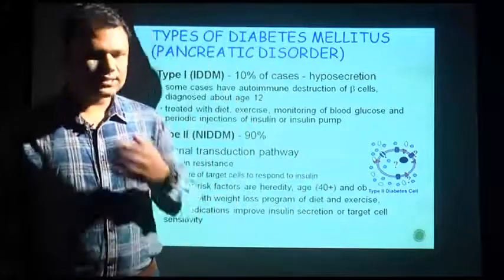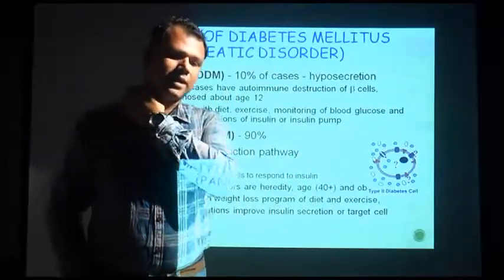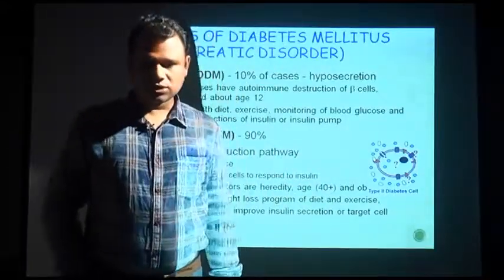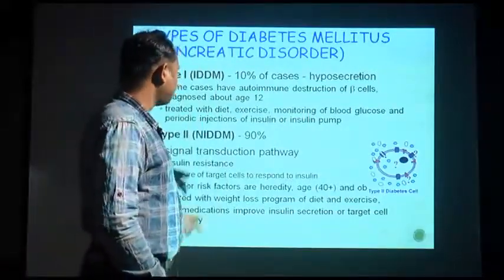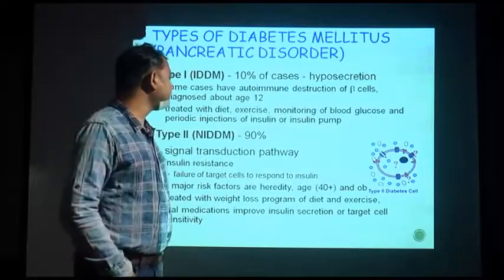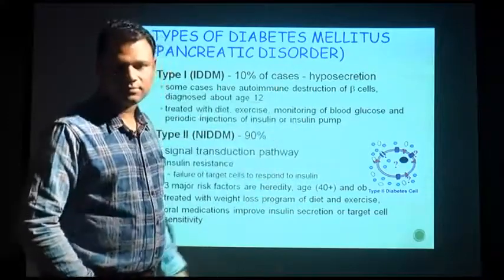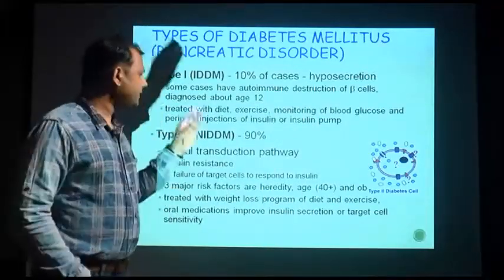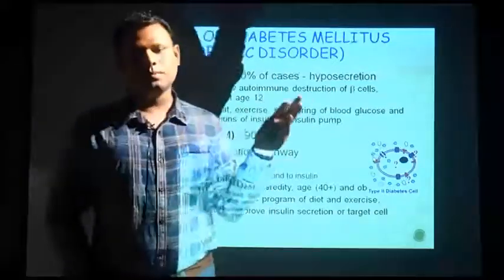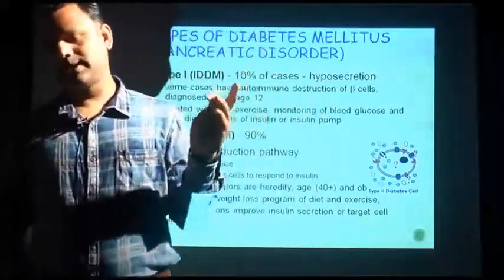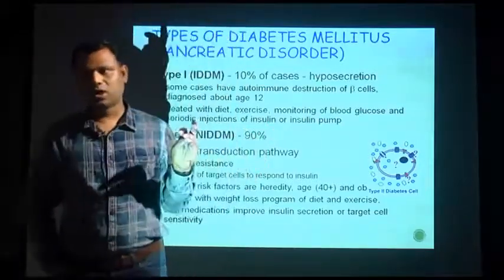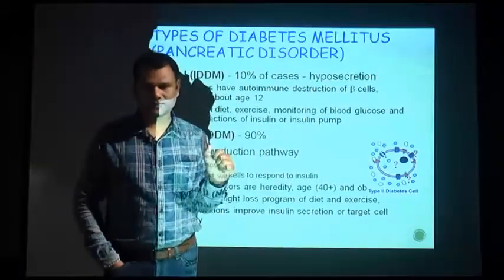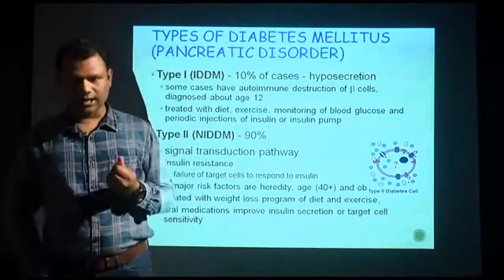So, that is the case called type 2 diabetes, or NIDDM. Let us see, three major factors are hereditary, age and obesity. These are the three factors which are associated with non-insulin dependent diabetes mellitus. Then how is it treated?